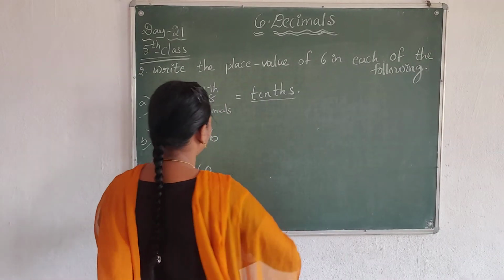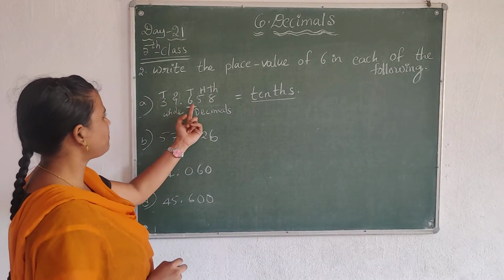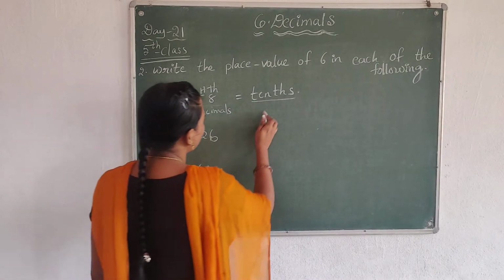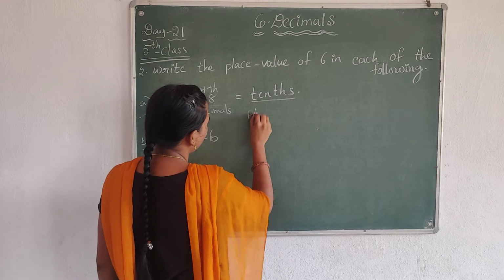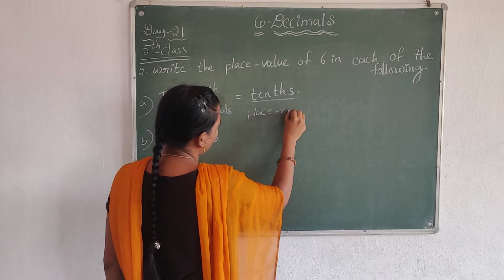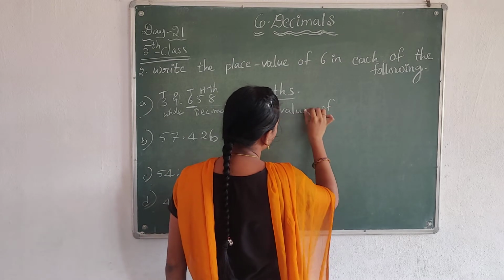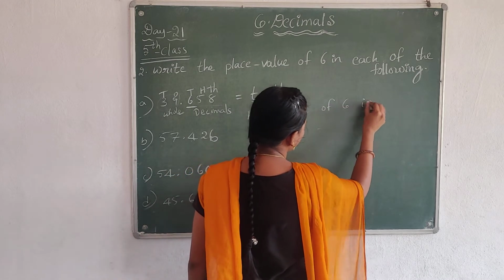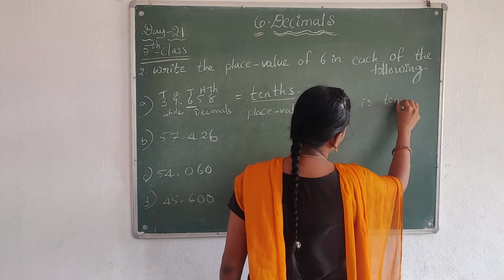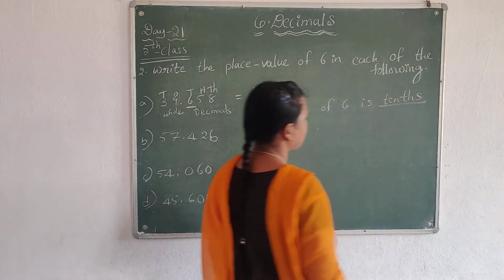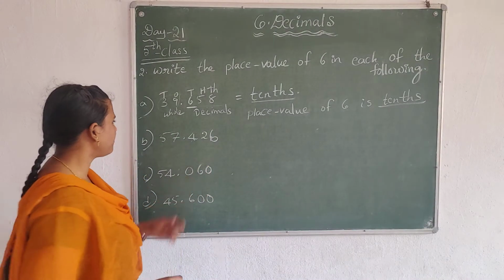See, tens. Okay? So the place value of 6 is tens place. So see here, one more. Place value of 6 is tens. Okay, let's see the second one.